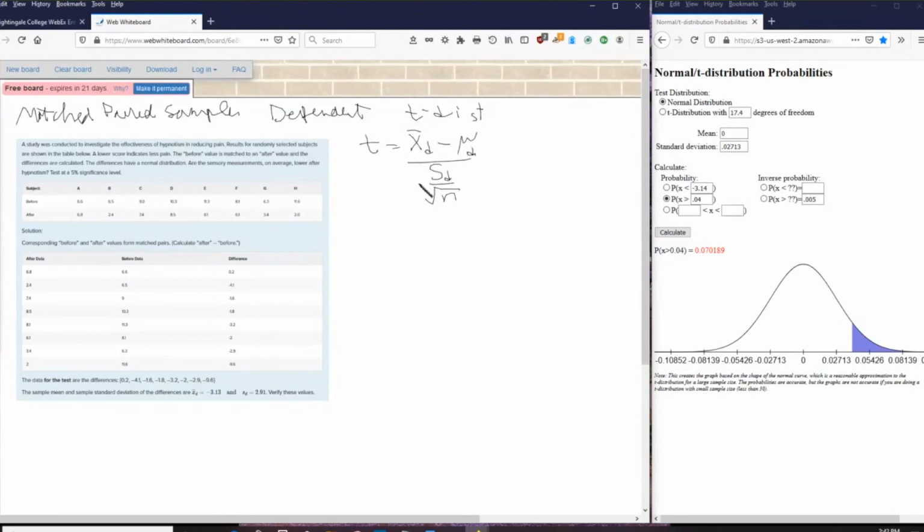Okay. So this one says a study was conducted to investigate the effectiveness of hypnotism in reducing pain. Results for randomly selected subjects are shown in the table below. A lower score indicates less pain. The before value is matched to an after value, and the differences are calculated. The differences have a normal distribution. The question is, are the sensory measurements on average lower after hypnotism? Test at the 5% significance level. So we're given a significance level of 5%, which equals 0.05. Our sample is the data.